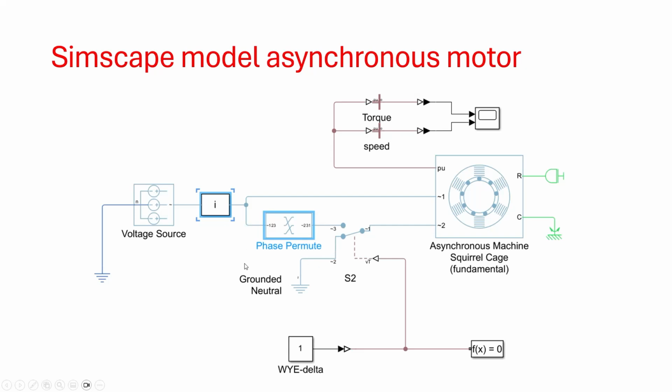the phase permutes, which makes it possible to switch for this asynchronous motor between a Y mode, a star mode, or a delta mode. So putting a 0 over here puts the windings in star or in Y, and putting a 1 over here puts the windings in a delta configuration.